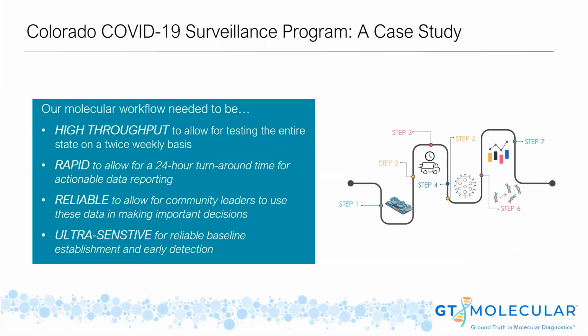Additionally, the procedure must be highly reliable, such that the data that we do turn around rapidly can be used to support community leaders in decision-making around policies that protect us from the exponential spread of the disease. And lastly, the procedure needed to be ultra-sensitive, capable of measuring very low levels of SARS-CoV-2 in wastewater, such that we can establish a baseline and detect increases in signal as early as possible.